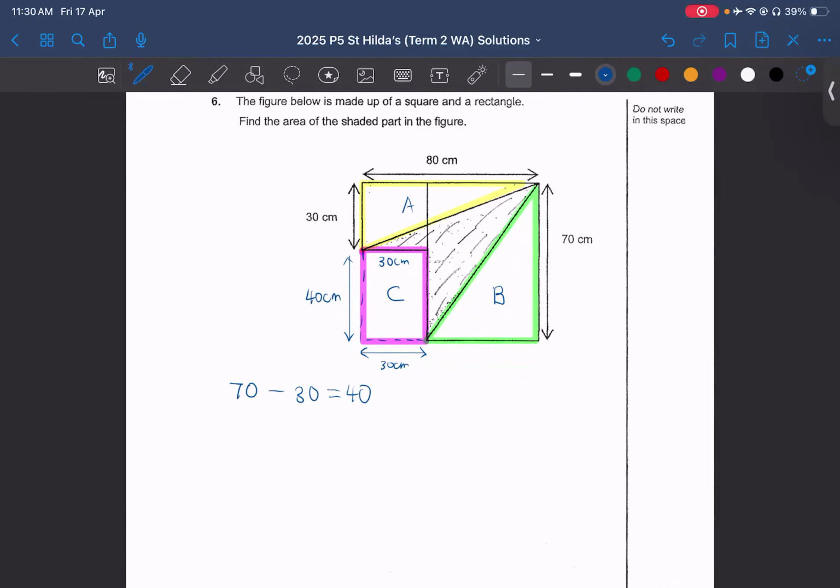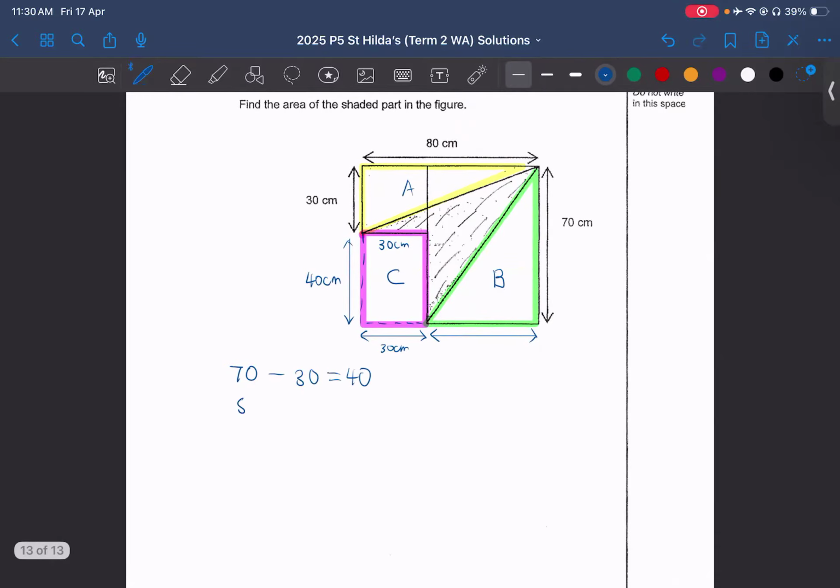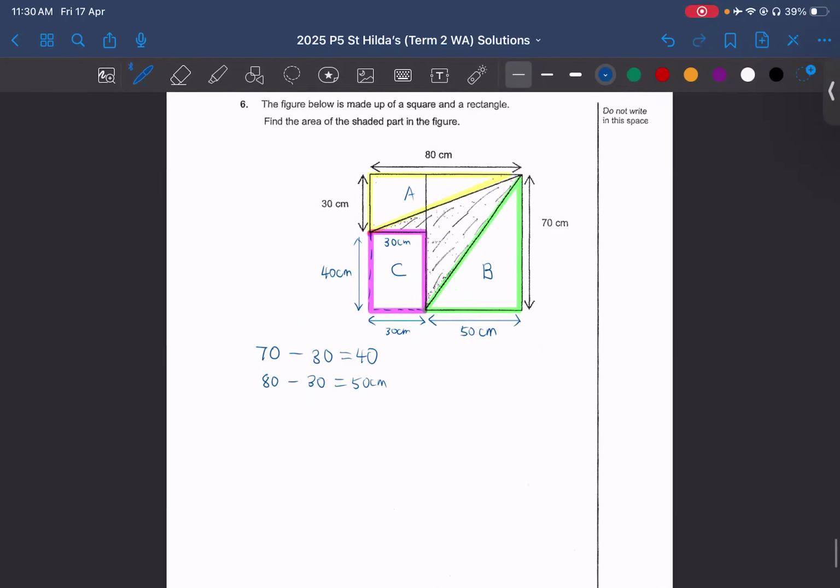And then next, what else do we have to find? It's probably this portion here, which in this case will be the length of the big rectangle now, which is the 80 centimeters, subtract away the breadth of the rectangle C. So 80 centimeters minus 30 centimeters gives me 50 centimeters for this portion here. So now we have figured out all the relevant dimensions. Then we can proceed to find the areas of the respective triangle and rectangle.